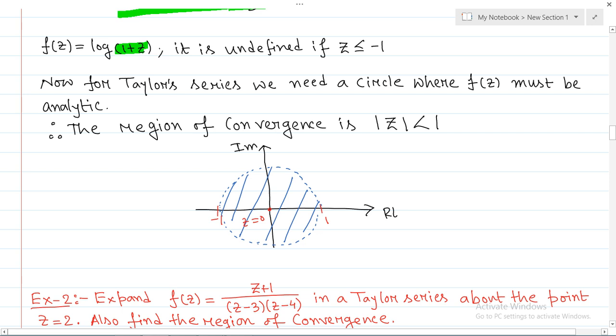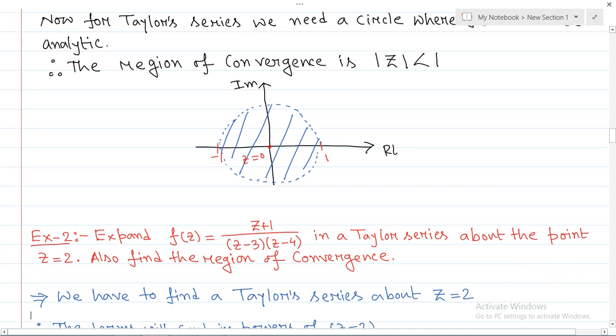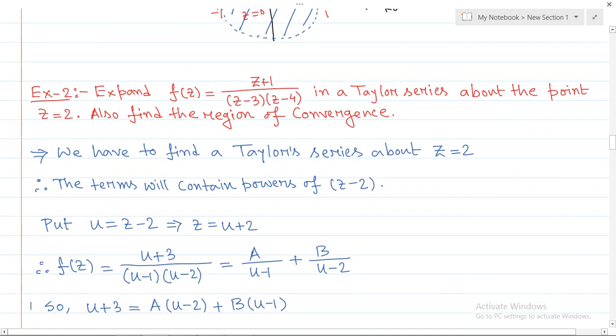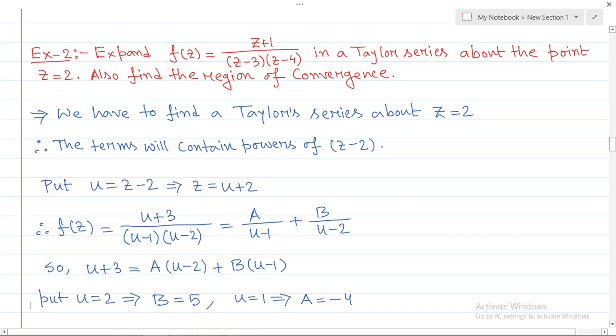Okay. Now let us come to the second question. This type of question also you will face in the exam, either the first type or the second type. The question is, we have to expand the function f of z equals z plus 1 by z minus 3 z minus 4 in the form of a Taylor series about the point z equal to 2. Also find the region of convergence.